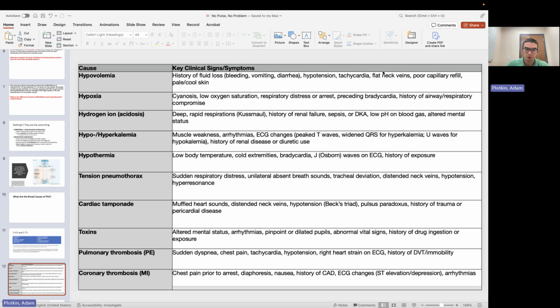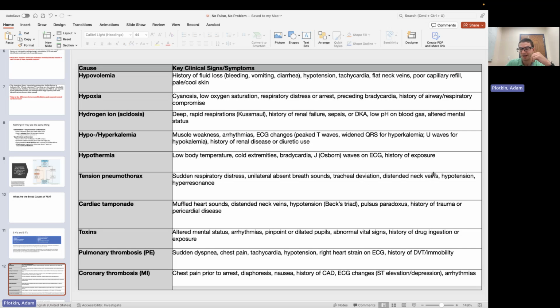For tension pneumothorax, right now we're into the T's. Sudden respiratory distress, right? Remember, tension pneumothorax usually comes on pretty traumatically or pretty acutely. Do they have unilateral absent breath sounds, right? When the lung collapses because of all this air that's stuck in the pleural space, you stick your stethoscope on that portion of the patient's back, you're not going to be able to hear anything because the lung is just collapsed. Do they have tracheal deviation from a huge mediastinal shift, right, in a massive tension pneumothorax?